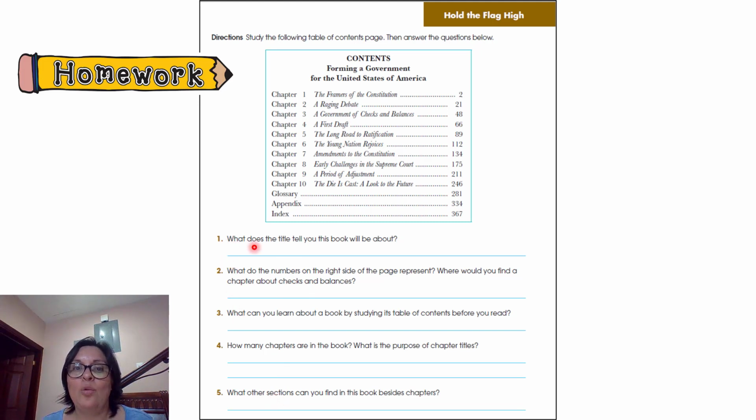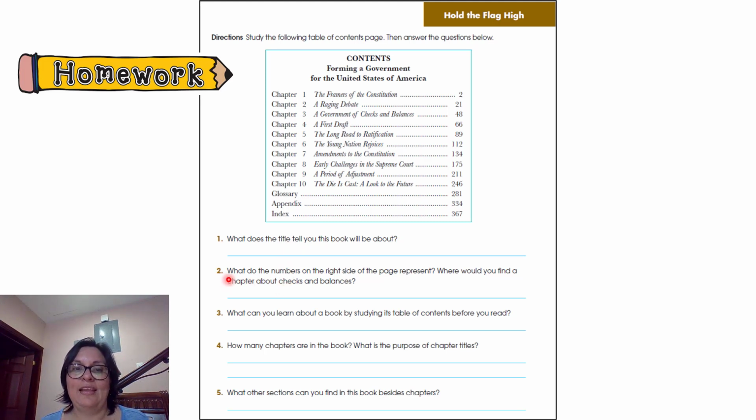Number 1. What does the title tell you this book will be about? Read the title. Forming a Government for the United States of America. So by reading the title, what do you think this book is going to be about? So write it in here, okay? Not the title. Write what you think the book is going to talk about.